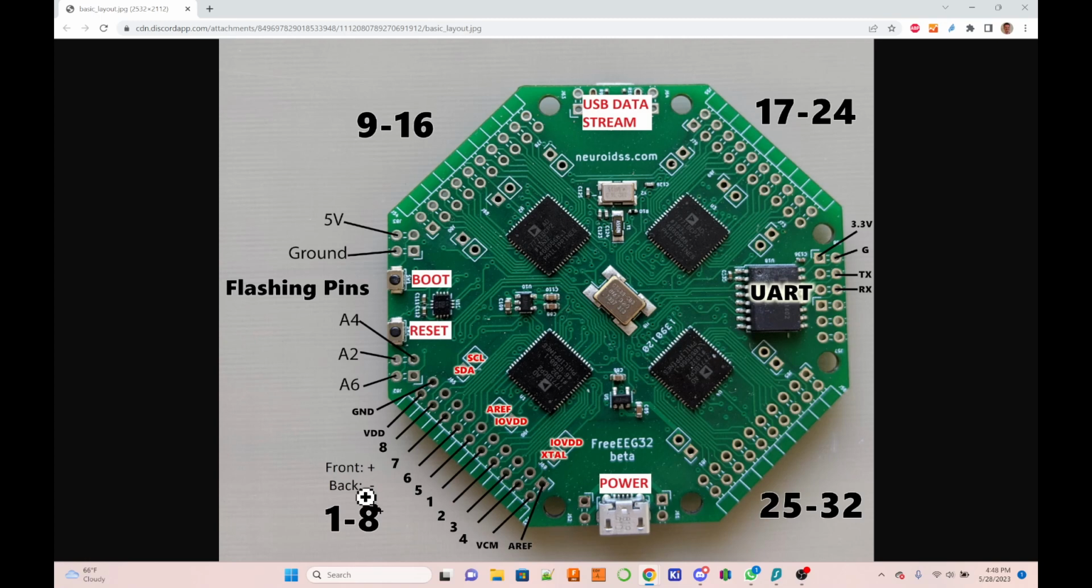And for the locations of the channels, this image gives us a good idea, we just need a minor little bit of extra explanation.